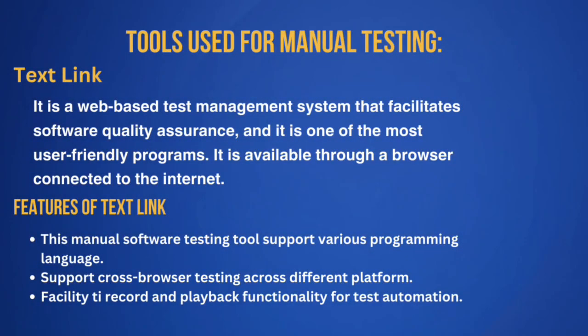Now we will discuss the tools used for manual testing and the features of them. The first tool is TestLink. It is a web-based test management system that facilitates software quality assurance, and it is one of the most user-friendly programs. It is available through a browser connected to the internet.